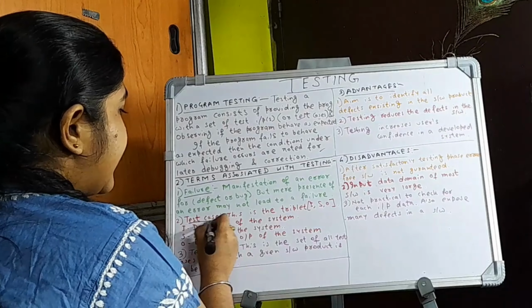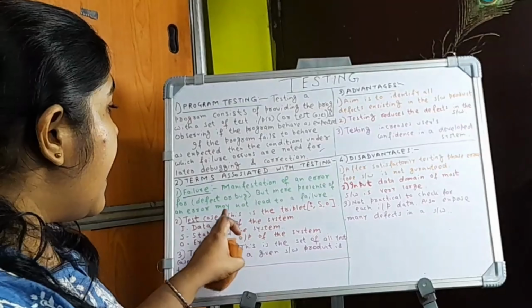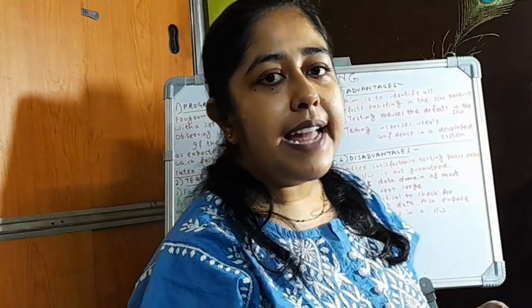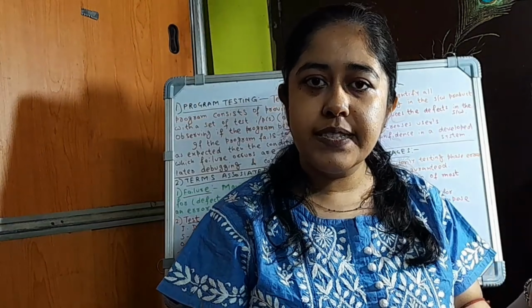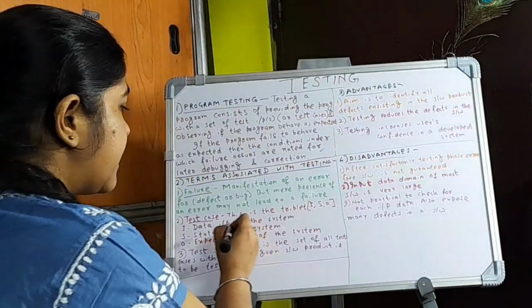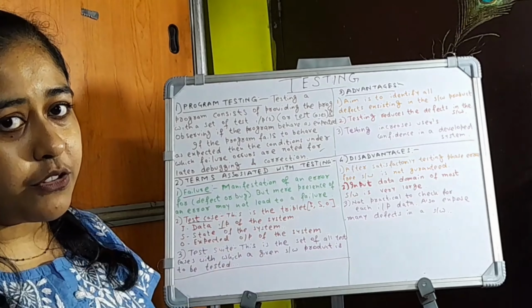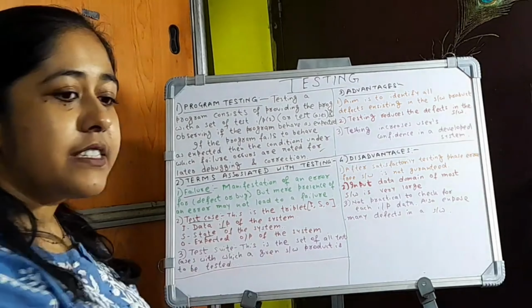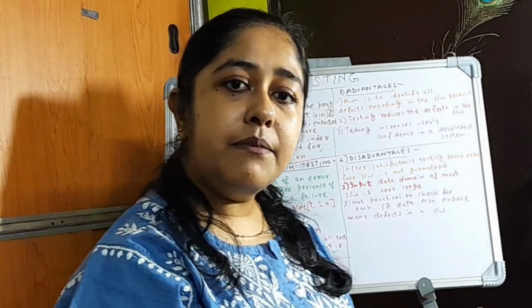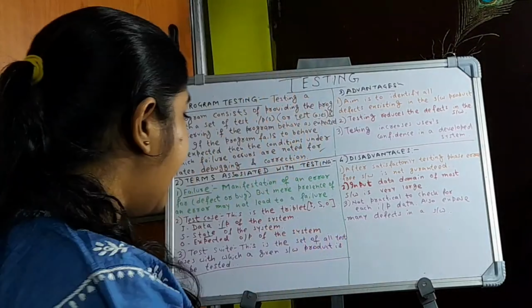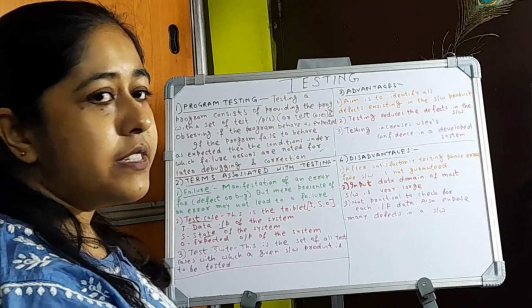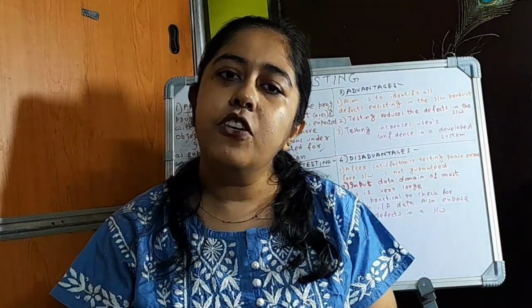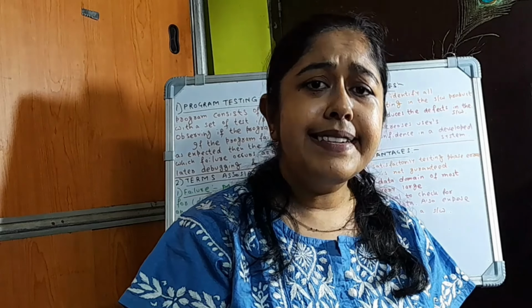Then the test cases. What are the test cases? This is the triplet ISO. What is that? The first one is the input of your system, the data input which you are giving to the system, that is your I. S is the state of the system. What is the state of your system? The current state of your system. And the expected output of the system, that is your O. So these are the basic things in a particular test case.